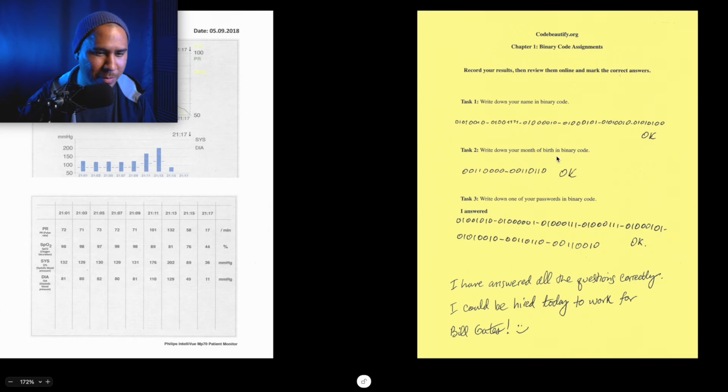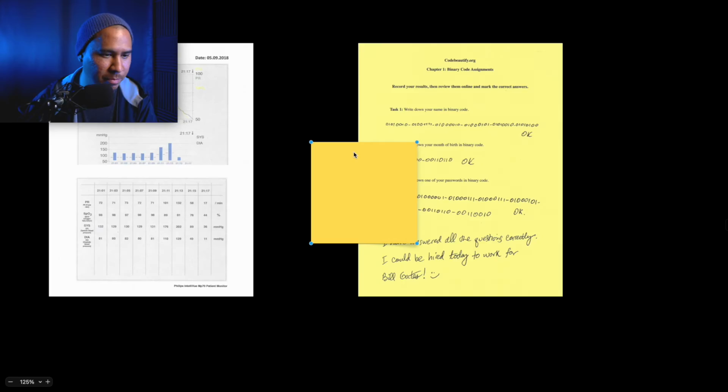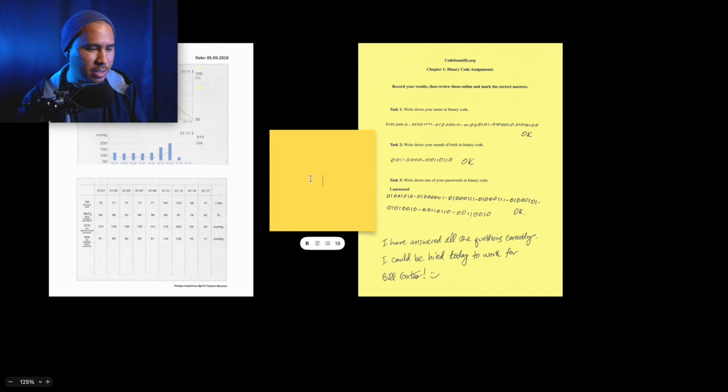Write down your month of birth in binary code. Write down one of your passwords in binary code. Why would you do that? Okay, I guess this is the one we need, probably to enter a site or something. I have answered all the questions correctly. I could be hired today to work for Bill Gates. All right, we'll come back to this. First, let me take some notes.